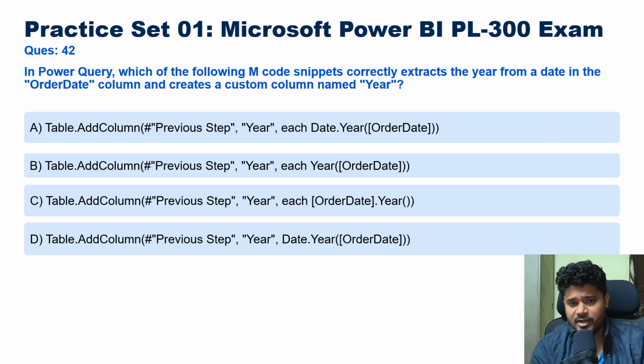Option A is Table.AddColumn, #"Previous Step", "Year", each Date.Year. Second is Table.AddColumn, #"Previous Step", "Year", each Year. C is Table.AddColumn, #"Previous Step", "Year", each then [Order Date].Year. And option D is Table.AddColumn, Previous Step, "Year", Date.Year [Order Date]. So yeah, these are the four options. I'm gonna pause the video here for 10 seconds and your time starts now.